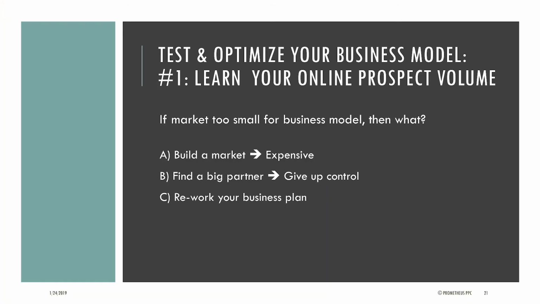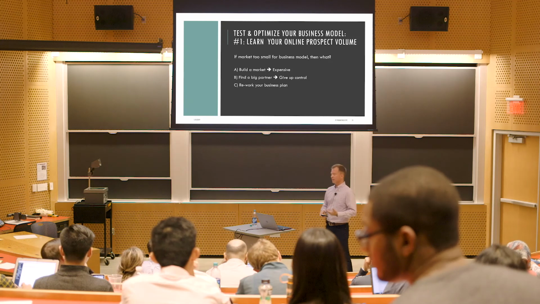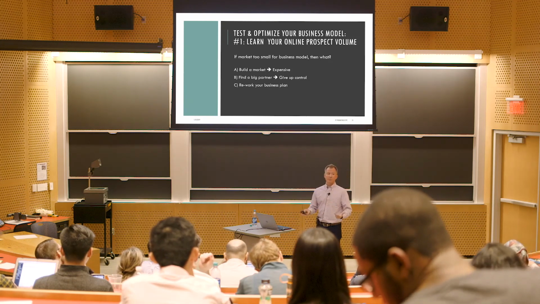Well, what can you do? If the market is too small for your business model, what do you do? You have a few choices. You can build the market. You can go out there and educate people across the country on why they need a smaller robot vacuum. That's very, very expensive to do. You can find a big partner who can do that for you, but often you have to give up some control if you want to go that route. Or you decide, you know what, we need to go back a little bit and plan something a little bit different here because it's just not going to work out the way we thought it would. So this early type of upfront research can really help find market size problems early on.